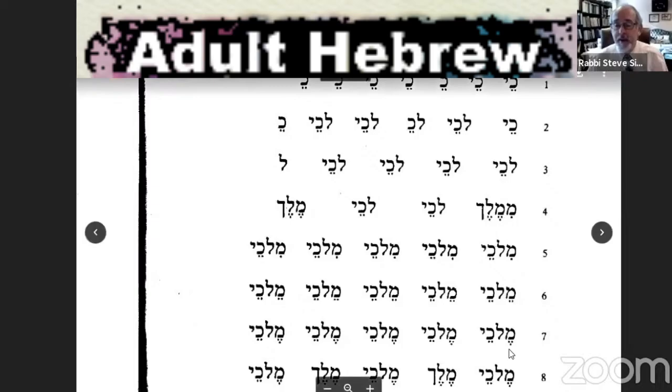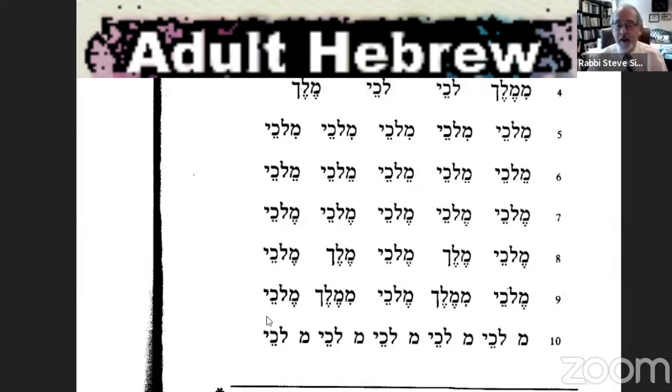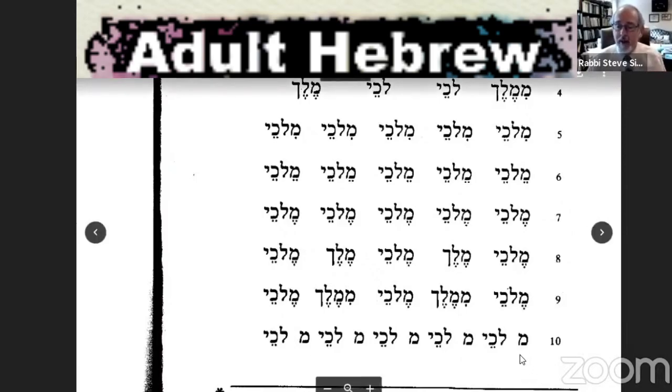Line 7. Melchei, melchei, melchei. Line 8. Melchei, melech, melchei, melech, melchei. Line 9. Melchei, mi melech, melchei, mi melech, melchei. Line 10 is a little bit of a challenge visually, but you already know how to handle this, so don't worry about it. Me, lechei, me, lechei, me, lechei.